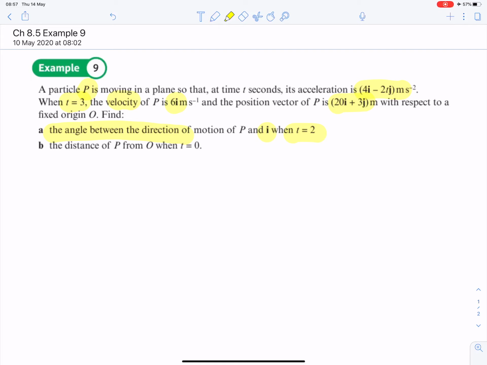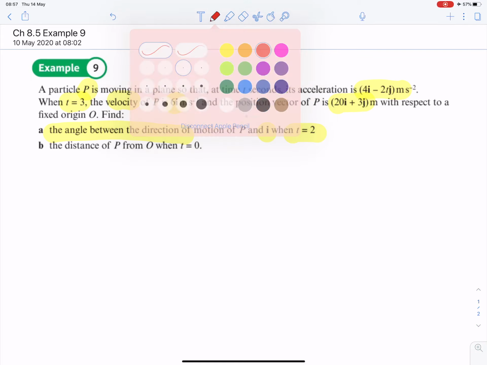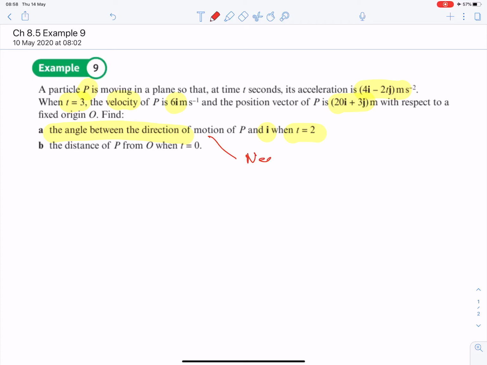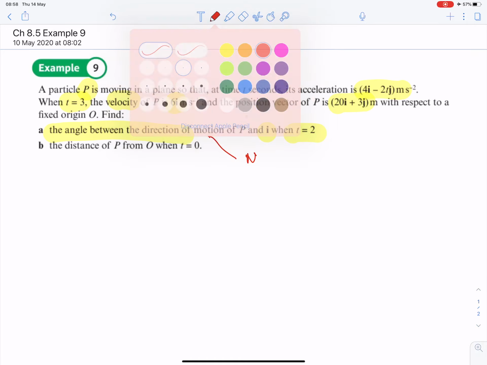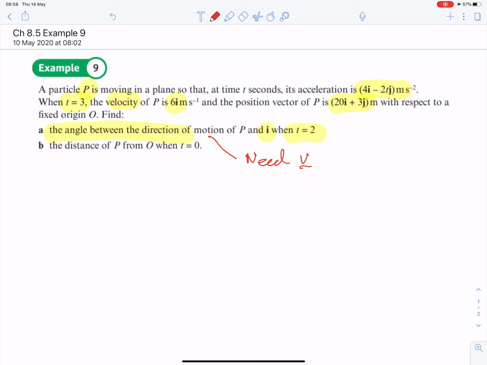So the direction of motion tells us that we need the velocity. So we need v for that at t equals 2. And the other thing to pick out from here is that a is a function of t, therefore not constant acceleration.